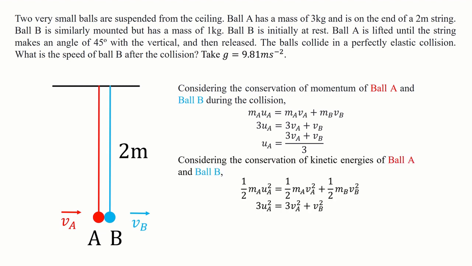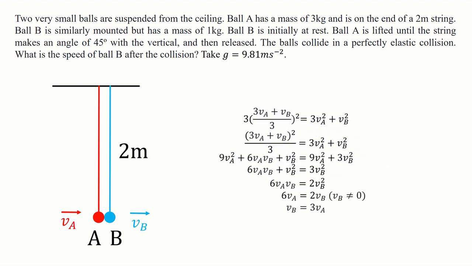Considering the conservation of kinetic energies of ball A and ball B, you will get this equation. After simplifying, 3 u_A squared equals 3 v_A squared plus v_B squared. Substituting u_A into this equation, you will be able to reach this step. You can pause the video to read how I reach the final step, v_B equals 3 v_A.